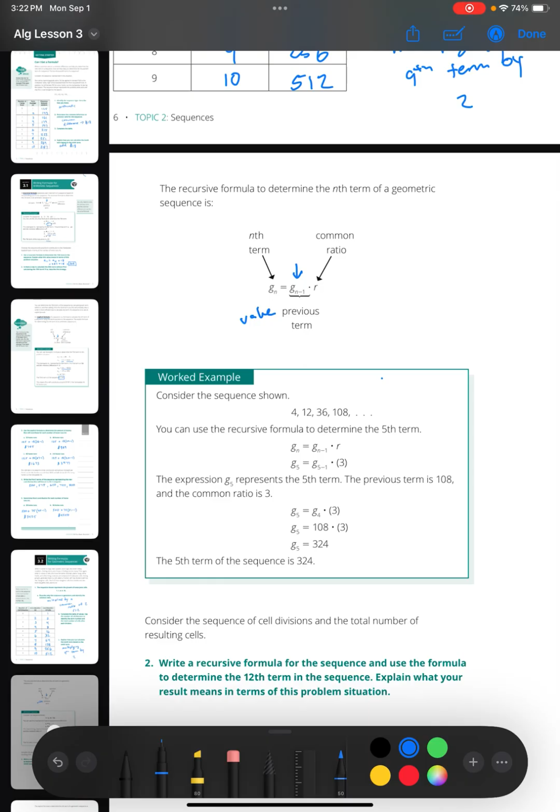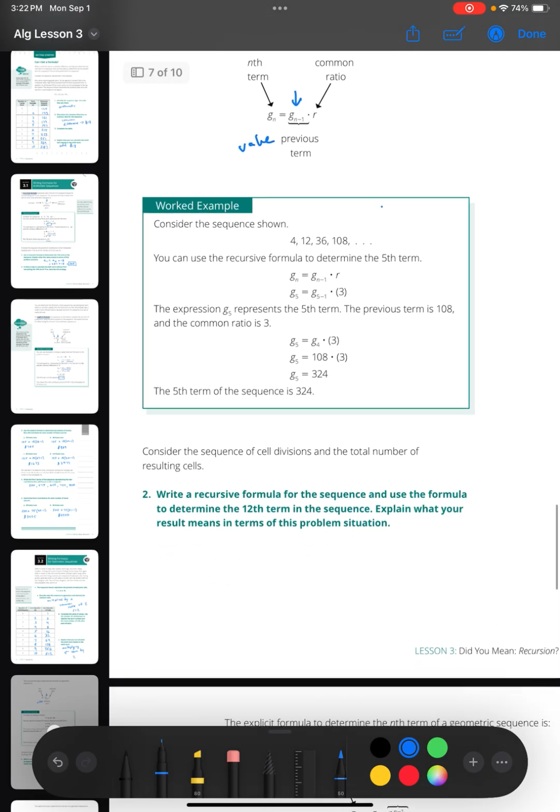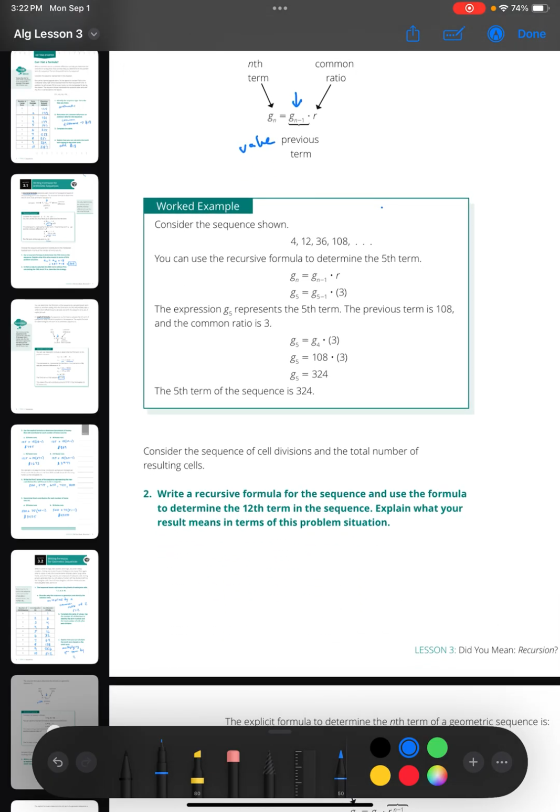So it says consider the sequence 4, 12, 36, 108. You can use the recursive formula to determine the 5th term in the sequence by taking the value of the 4th term, which is 108, and multiplying it by 3. And that'll give us the 5th term in the sequence, which is 324.